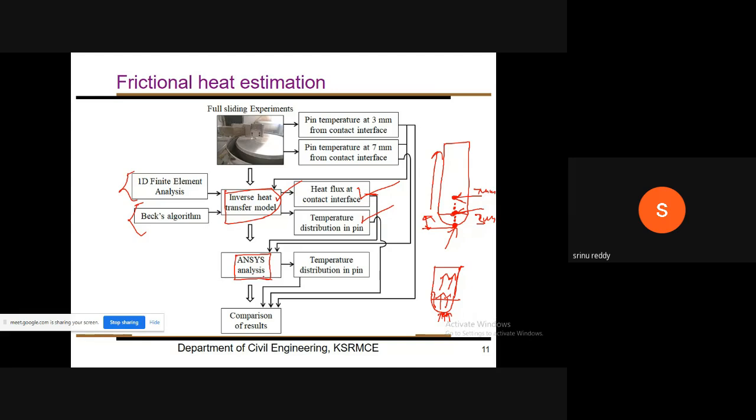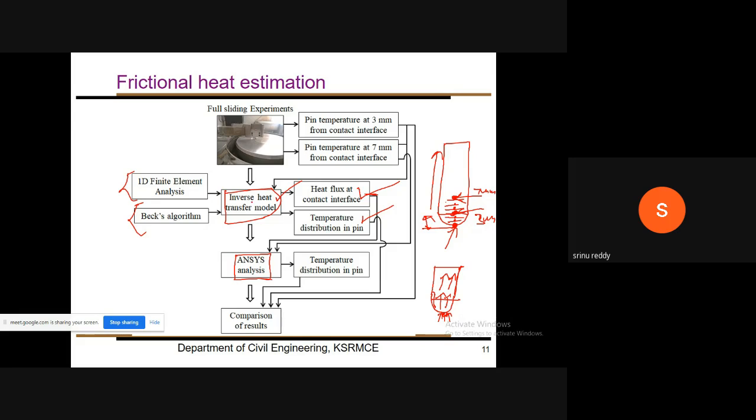We have to give end conditions for the ANSYS analysis. That's why the temperature measured at 7 mm is given as the input value, and we find the temperature at all the other points. In this ANSYS analysis also, we found the temperature at each point, like 1 mm, 2 mm, 3 mm, 4 mm, all the points.